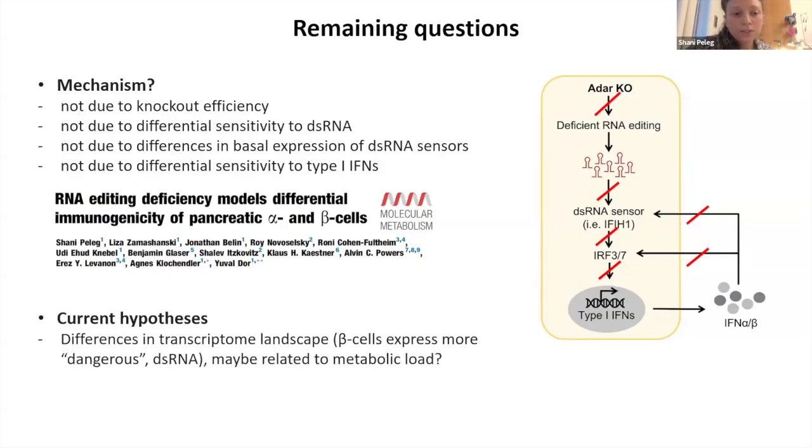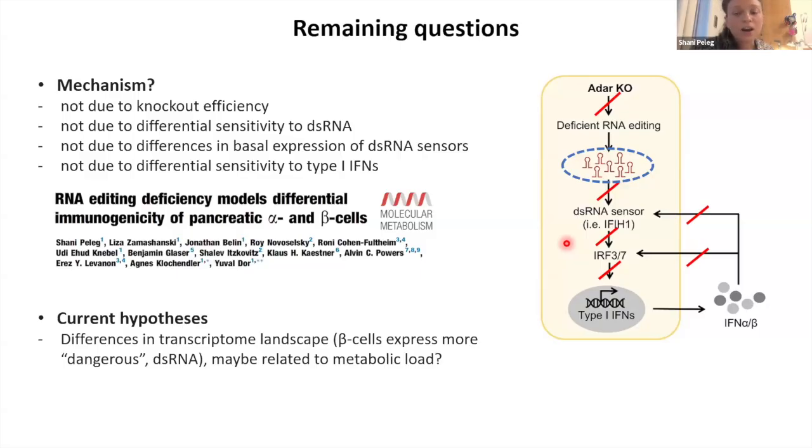So our first hypothesis: if we look at this signaling pathway that we've investigated, there is one step that we haven't yet investigated. And that is, what if the differential sensitivity of beta cells and alpha cells to ADAR knockout lies within the types of the double-stranded RNA that each cell transcribes? What if beta cells produce more dangerous double-stranded RNA, either more in quantity or maybe specific double-stranded RNAs that are more immunogenic? And maybe the transcriptomic landscape of alpha cells is less immunogenic than the one of beta cells.